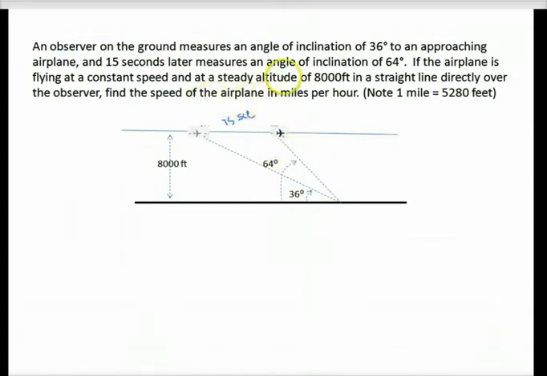So if the airplane is flying at a constant speed and a steady altitude of 8,000 feet in a straight line directly over the observer, find the speed of the airplane in miles per hour. And notice at the end we're going to have to do some converting.